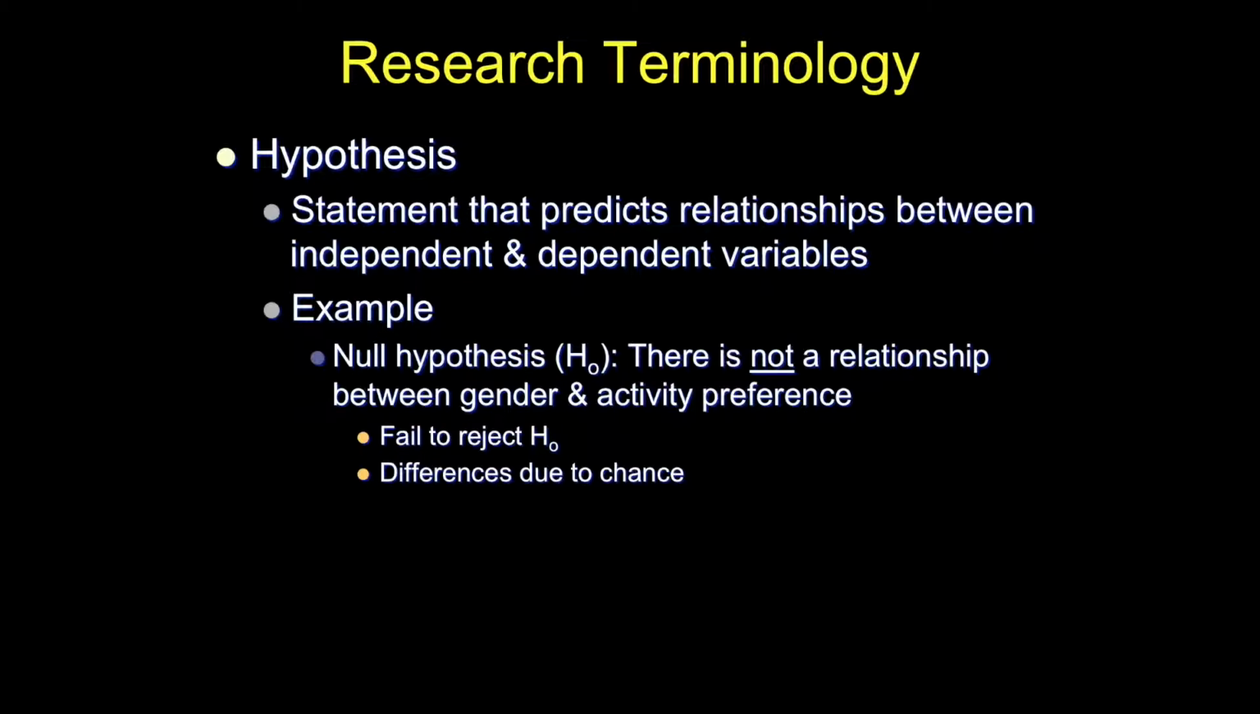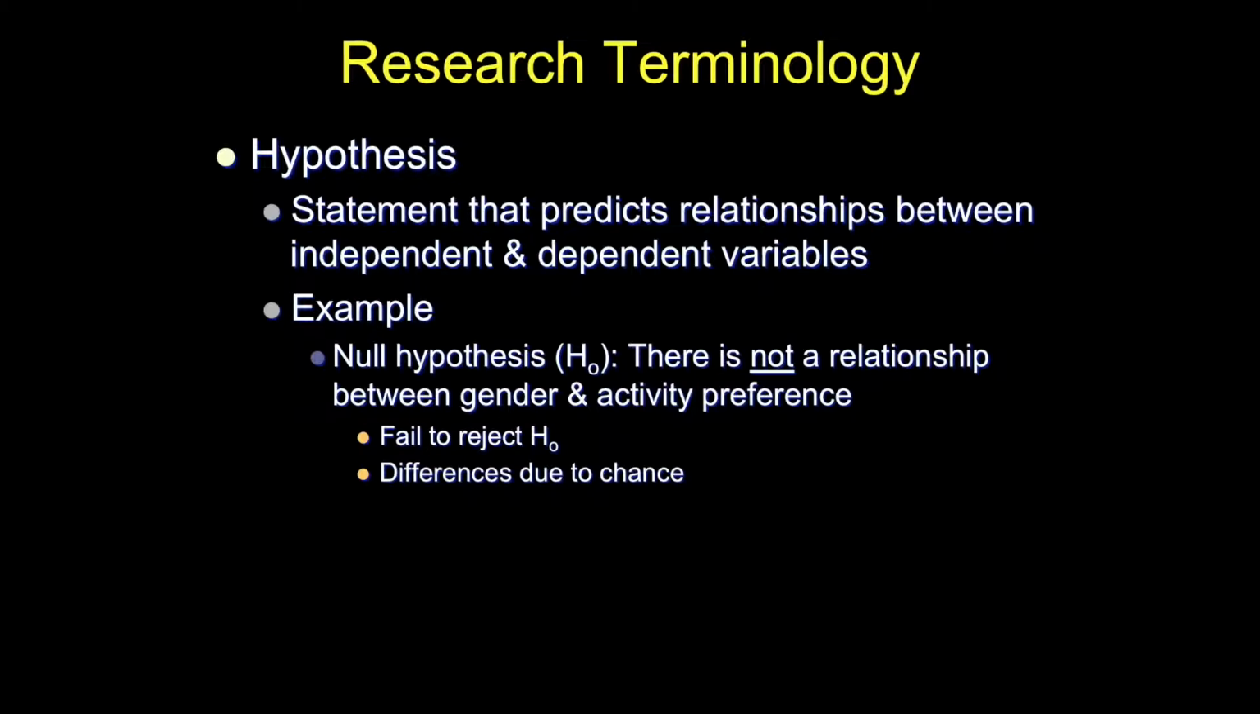So any differences that might occur in a research study where you fail to reject H0 means that they're basically up to chance. They just happened. There's no explanation or relationship between the variables you're looking at.